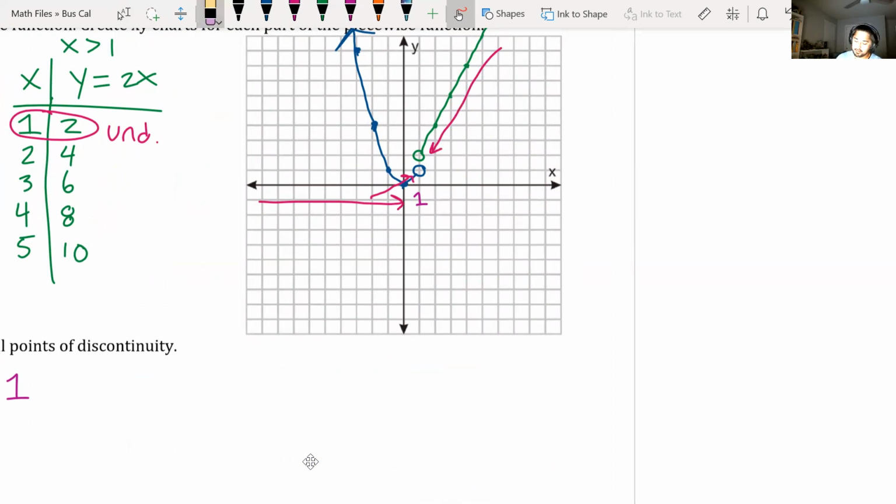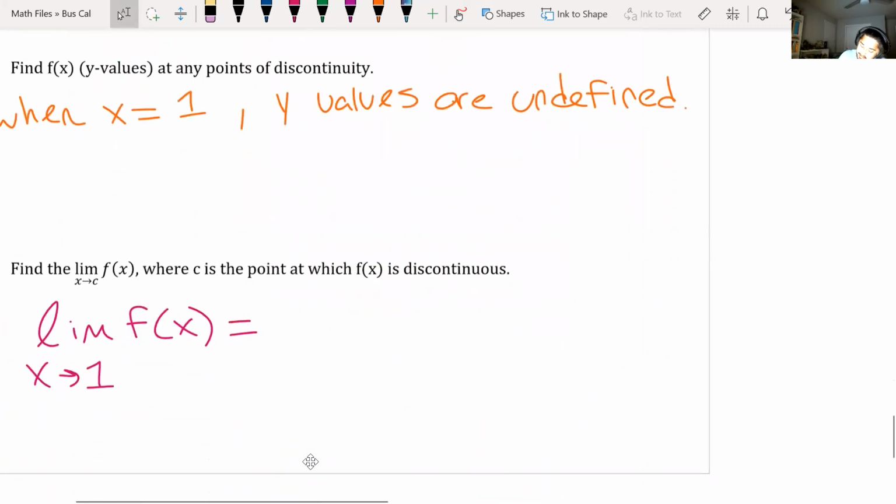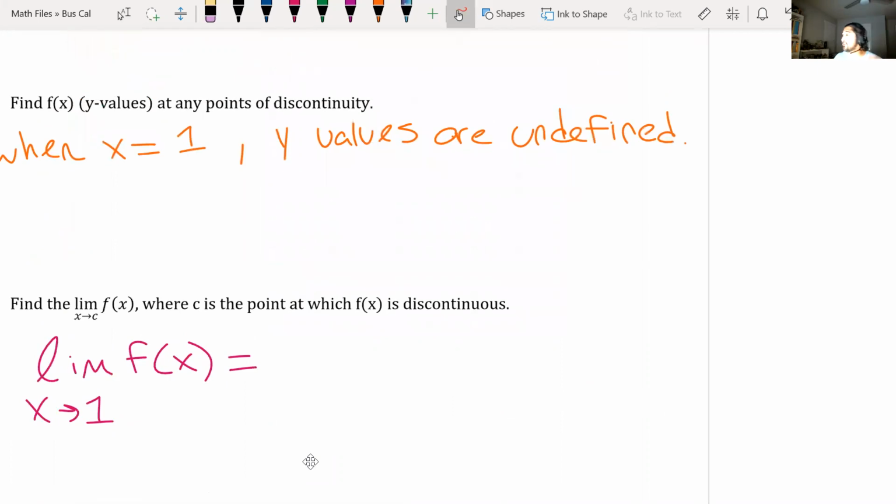So what does that tell you? There is no limit because once again, what is the limit from the left? 1. On the right is 2. Good. The limit from the left is 1. The limit from the right is 2. Therefore, the left hand and right hand do not equal because 1 does not equal 2, which means that at the very bottom, if the left hand doesn't equal the right hand, the limit does not exist.